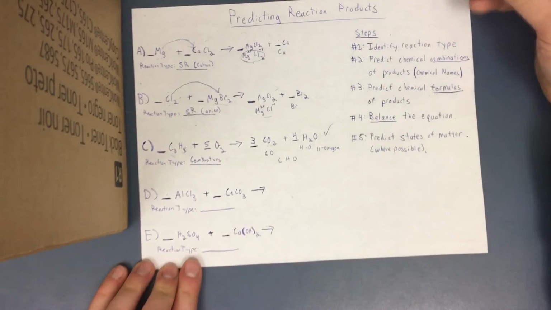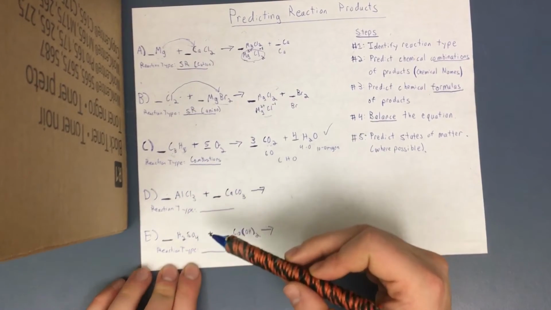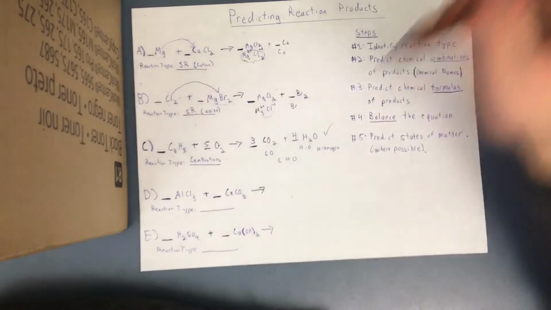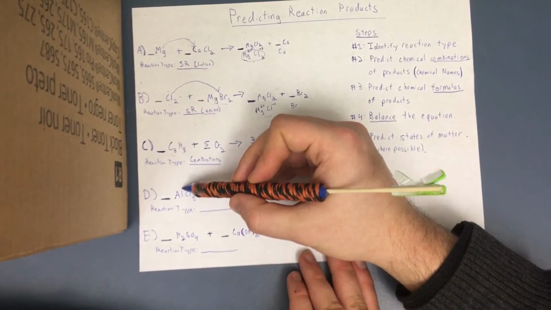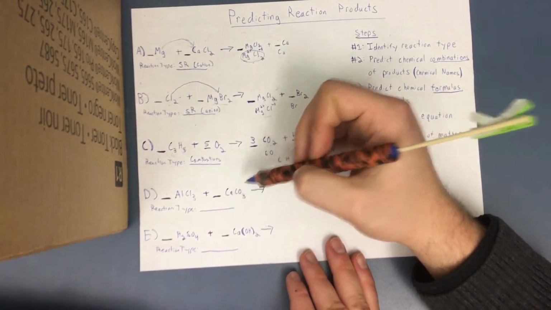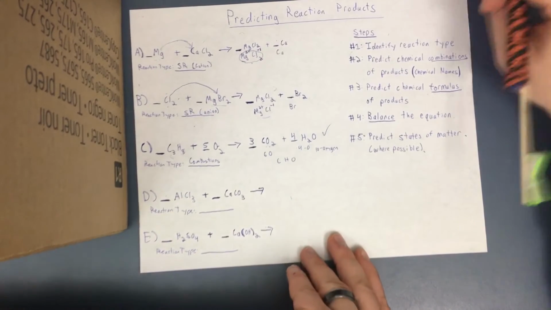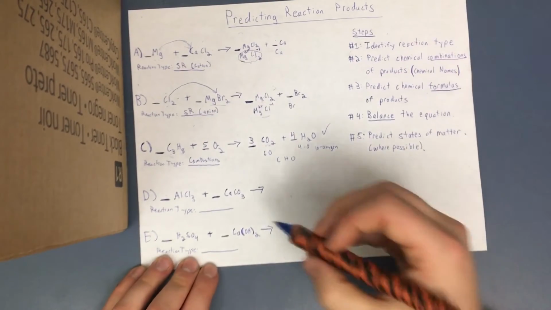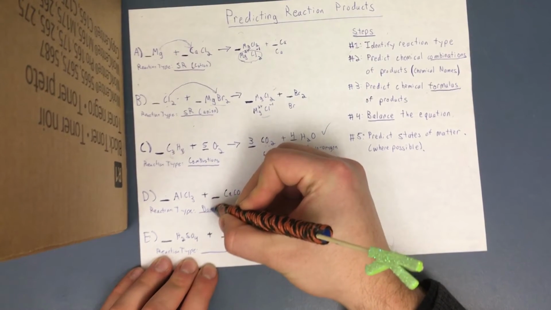Let's do the remaining 2. Here, we look at this equation in part D, and we want to identify the reaction type. So we have 2 ionic compounds. Aluminum is a metal, chlorine is a nonmetal, calcium is a metal, carbonate is a negative ion, a combination of nonmetals. So our reaction type here, since we have 2 ionic compounds, is going to be a double replacement.